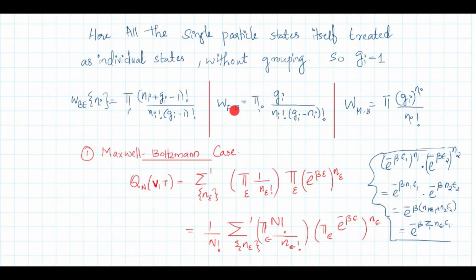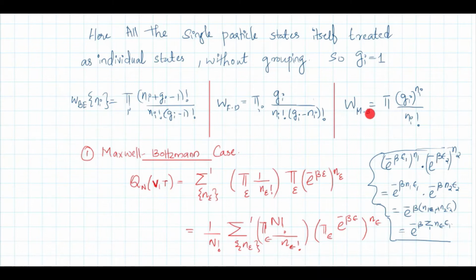Now, for the Fermi-Dirac case, if you take Gi equal to 1, this becomes 1 divided by Ni factorial times (1 - Ni) factorial. In the case of Fermi-Dirac statistics, Ni can be either 1 or 0. If Ni is 0, this becomes 1 divided by 0 factorial times 1 factorial, so it will be 1. If Ni is 1, this becomes 1 divided by 1 factorial times 0 factorial, again you will get the final result 1. But if you put Ni equal to 2, 3, etc., negative integer factorial is not defined, so you will get 0. The weight function is 0.